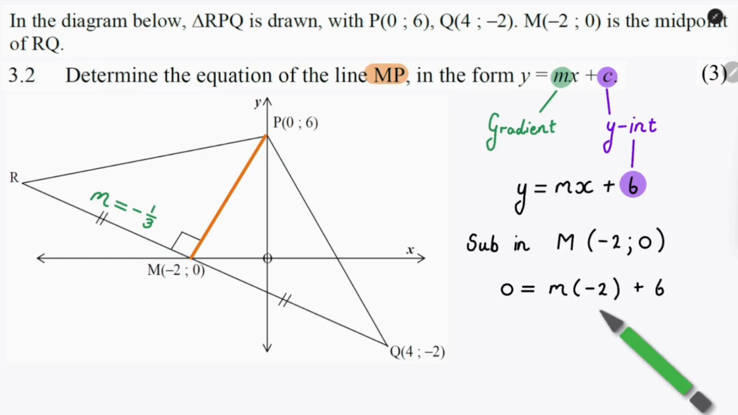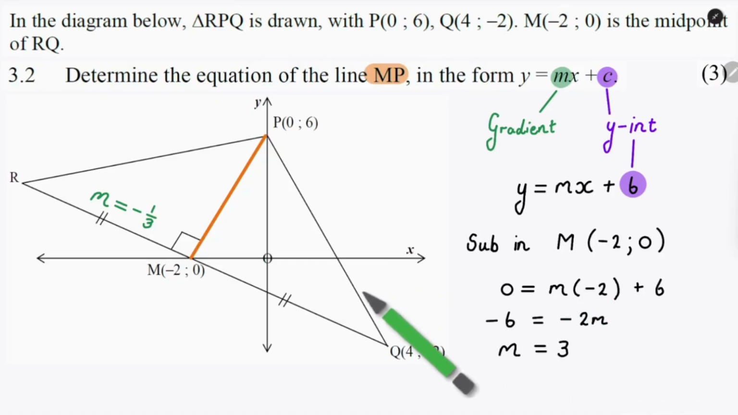Now all that's left to do is solve for M. So what I'm going to do is I'm going to take the 6 over to the other side. It becomes -6, and -2 times M will give me -2M. I divide both sides by -2, and that will give me a gradient of +3. It makes so much sense because this is going uphill. So now we're going to put that 3 back in here to finalize the equation for MP. So let's chuck him back in quick, and we get y equals 3x plus 6 for the equation of MP.